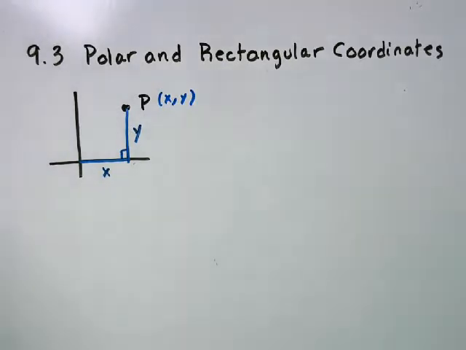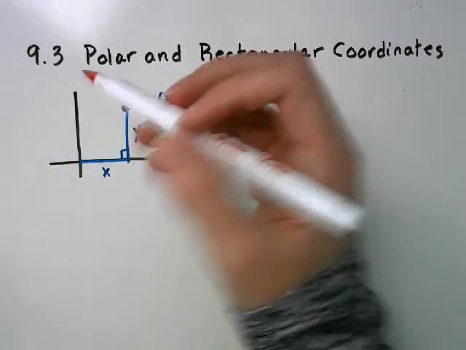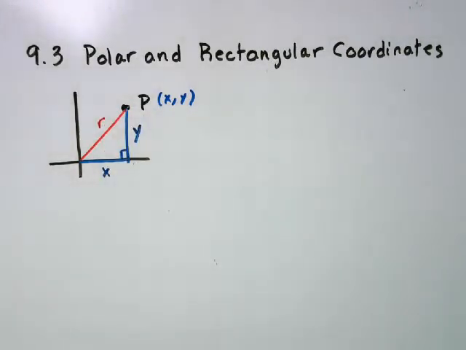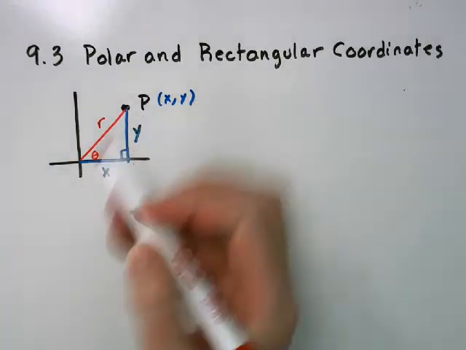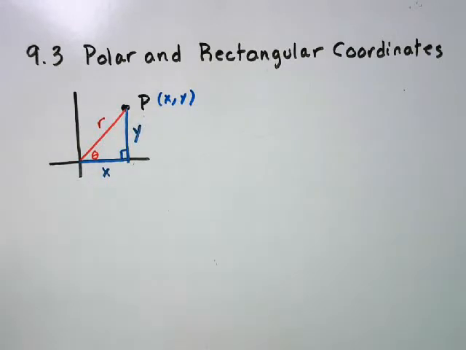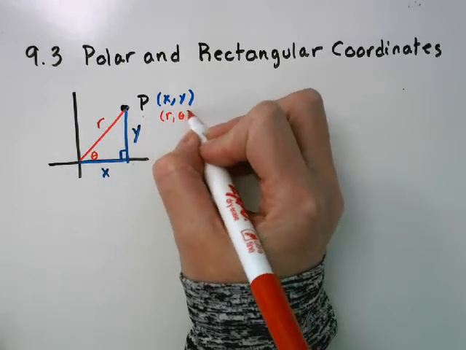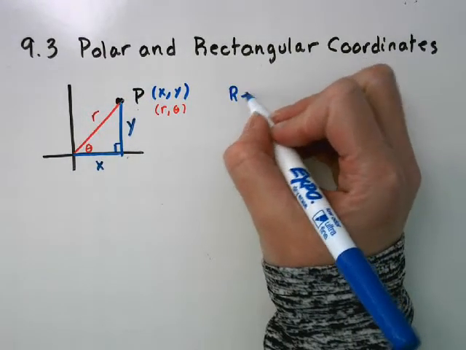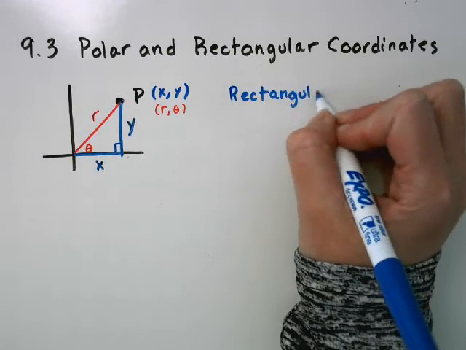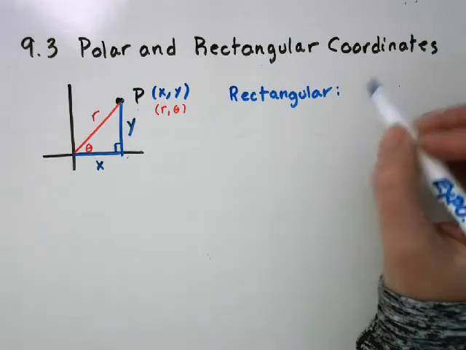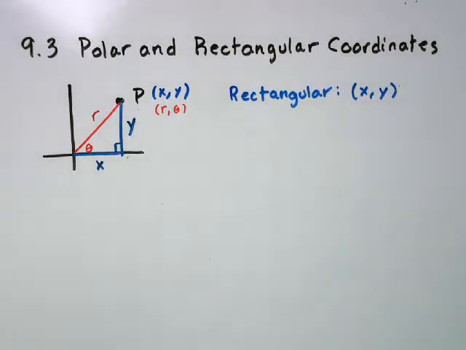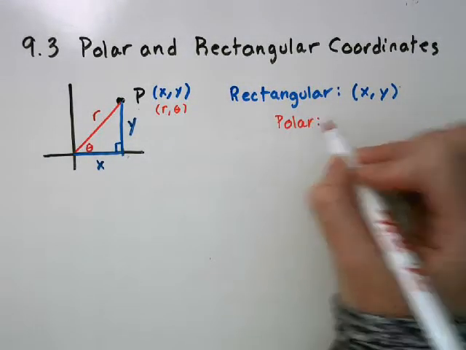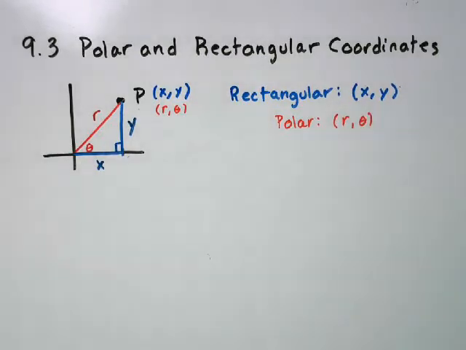Our new system, we have a distance from the origin, which is called r, and then we have an angle theta measured around the pole. So this point can also be r and theta. So our rectangular coordinates, also called Cartesian coordinates, are x and y. The polar will be an r and a theta.